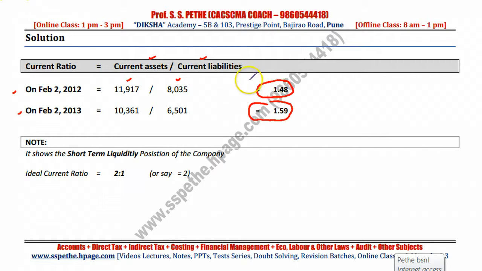Mere calculation of current ratio will not help if you don't know the significance of this ratio. What this ratio signifies, we can take this 1.48 is the current ratio on February 2nd, 2012. It means for every 1 rupee of current liabilities, you have 1.48 rupees of current asset. For every 1 rupee of liability to discharge, you have 1 rupee 48 paise.